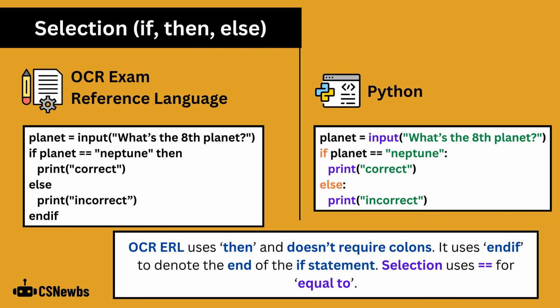Now we will look at selection, which is how a computer program makes a decision. OCR uses then and doesn't require colons. It uses end if to denote the end of the if statement.